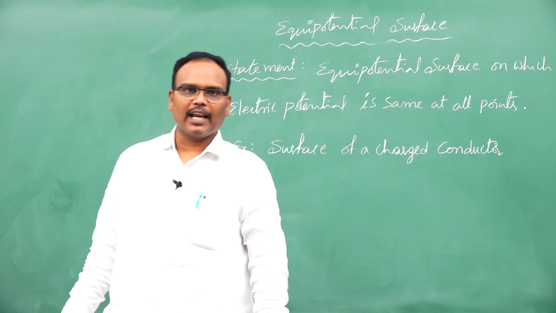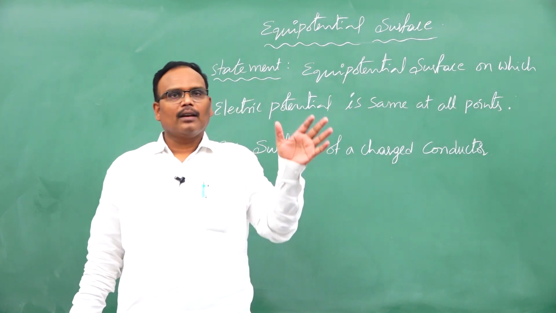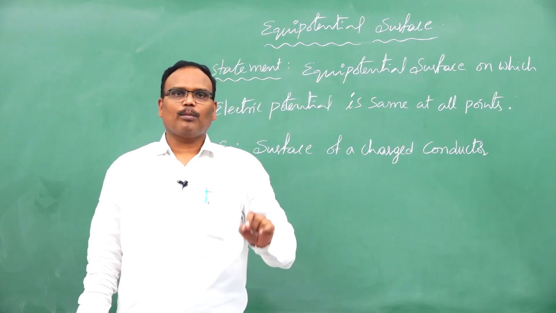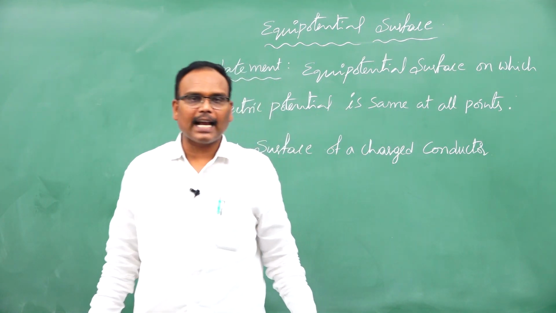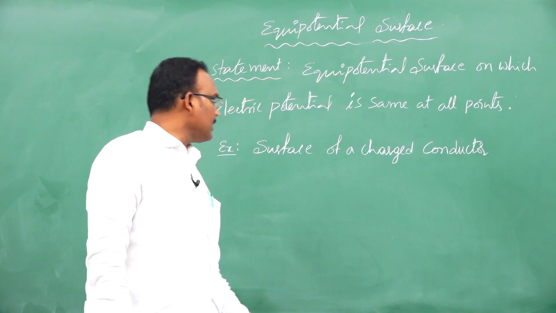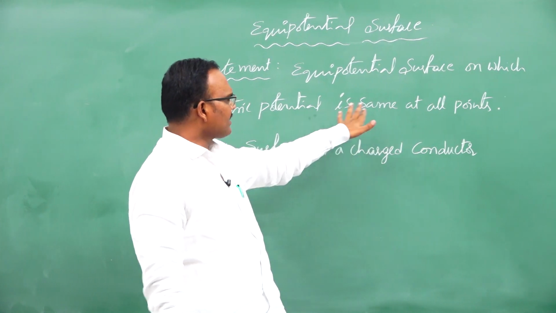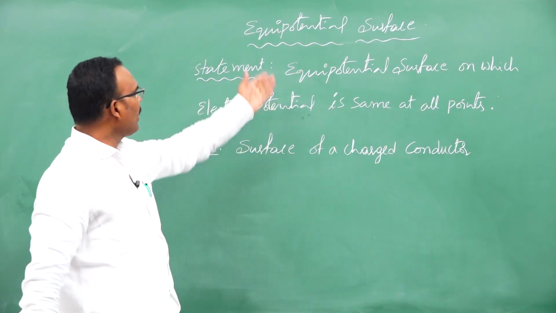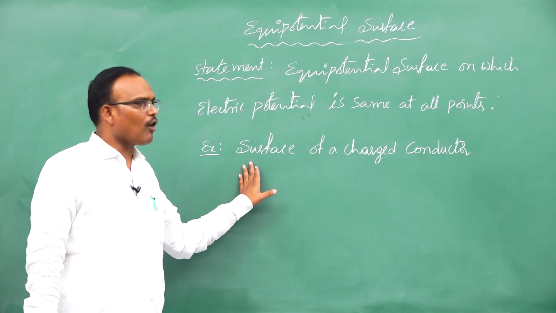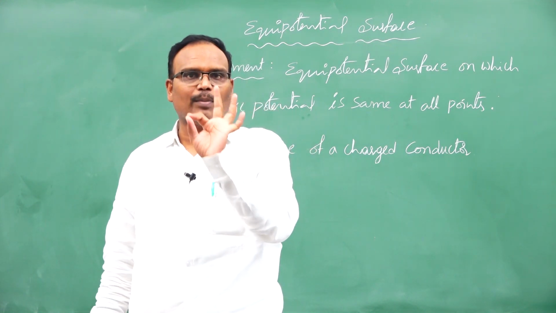Next concept is equipotential surface. Equipotential surface means if there is any surface where, at any point on the surface, the potential is constant, then such kinds of surfaces are called equipotential surfaces. The statement: a surface on which electric potential is the same at all points is called an equipotential surface. An example is the surface of a charged conductor. Surface of a charged conductor is equipotential.